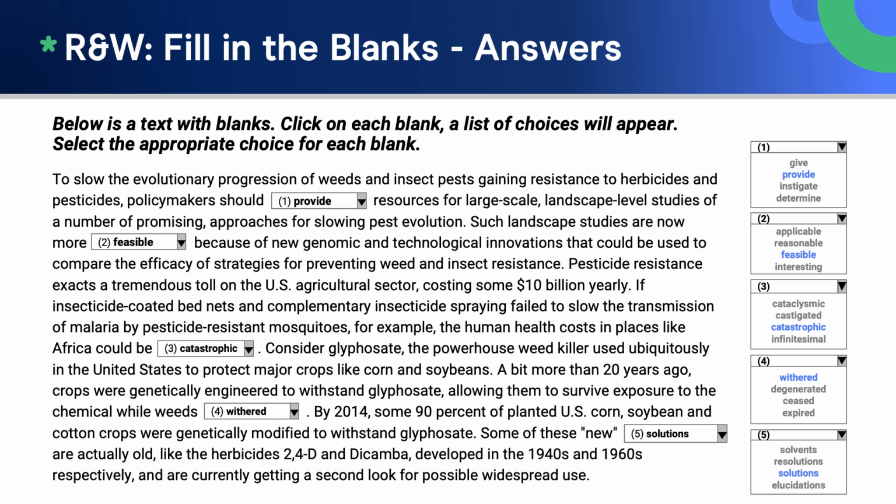The fourth answer is withered. Weeds wither. That's the collocation there. Weeds don't degenerate, cease, or expire. And the fifth answer is solutions, as in new solutions. It sounds contradictory, but it's not. It fits the context of the sentence and the overall text.